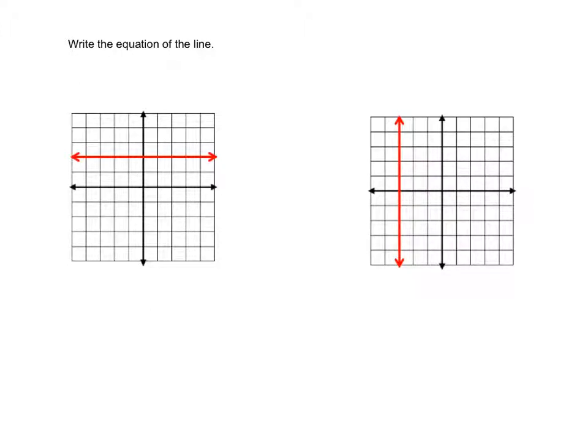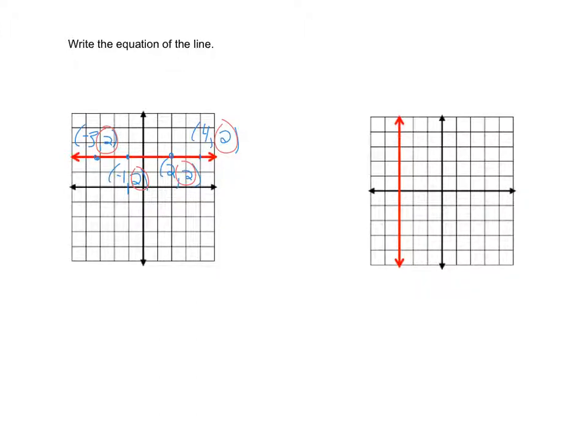If you notice, on a horizontal line, one of the coordinates never changes, right? The coordinates of this point are -3, 2. The coordinates of this point are -1, 2. This point is 2, 2. And 4, 2. Okay? What do you notice? In every one of these points, the y coordinate is the exact same thing.